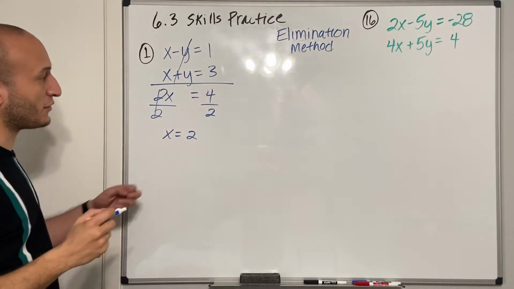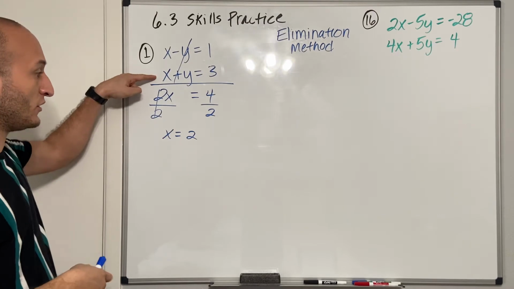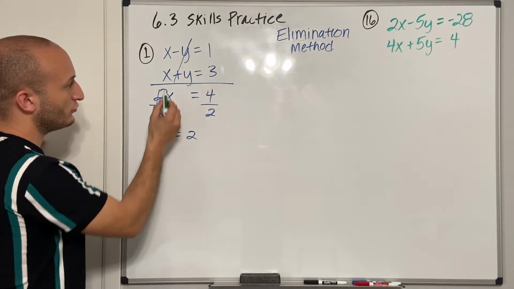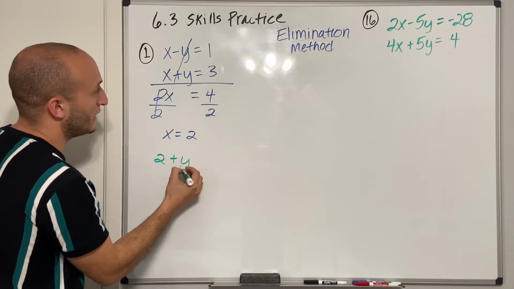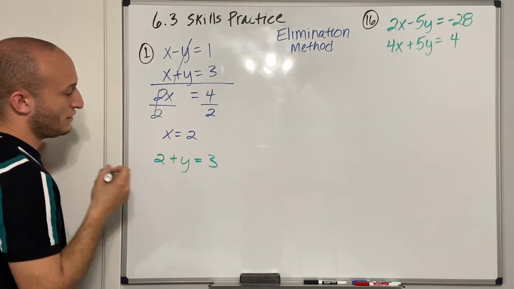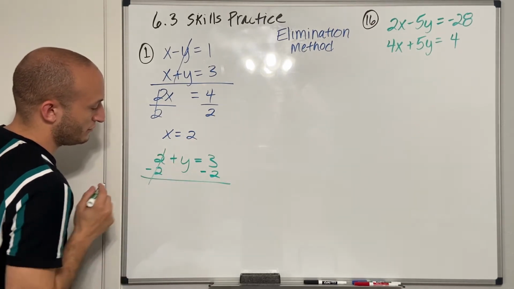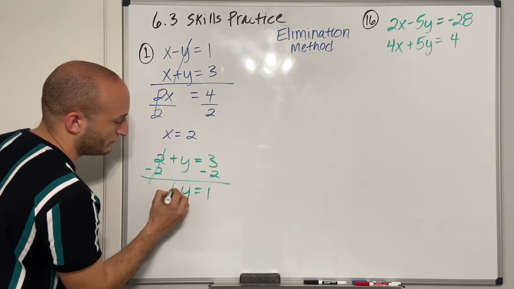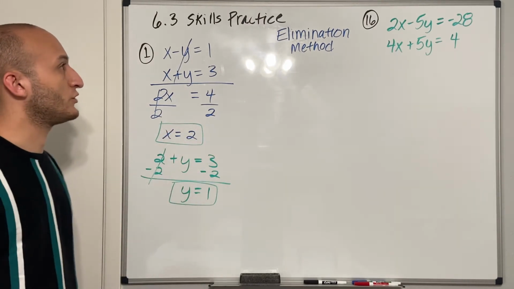Now, once I know this, I can plug it back into one of these equations and solve for Y. Let's plug it into this bottom one. Okay, so I'm going to do that one in a different color here. So X equals 2. So instead of writing X, I'm going to write 2. So 2 plus a Y equals 3. And again, this is this equation. I'm going to subtract 2 from both sides so that this ends up being 0. And I'm left with Y equals 1. And those two are my answers, solution.